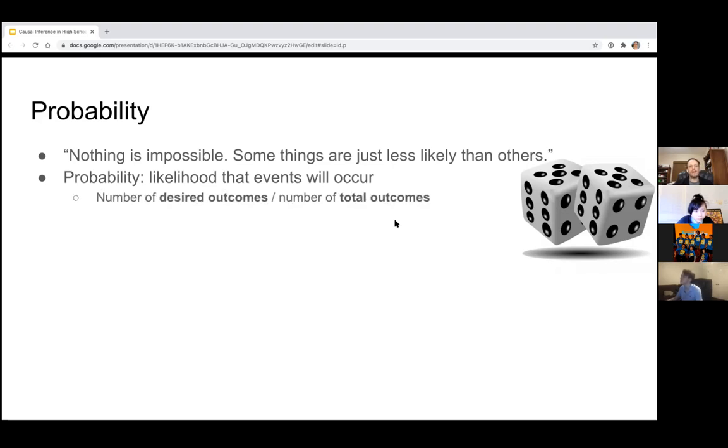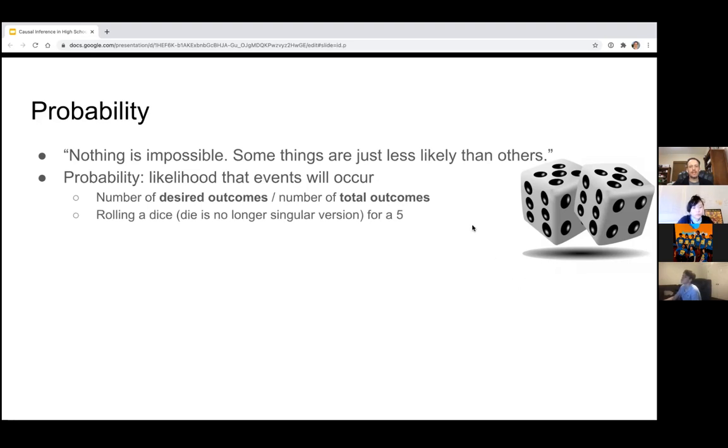And we can quantify it with a number. Sometimes we don't have these discrete outcomes that we can measure it in this way, but often we can. We take the number of desired outcomes and we divide it by the number of total outcomes. And I'll just give some quick examples here for those unfamiliar.